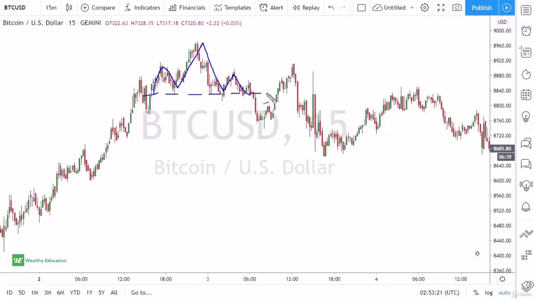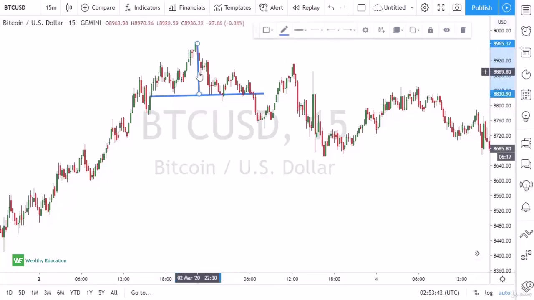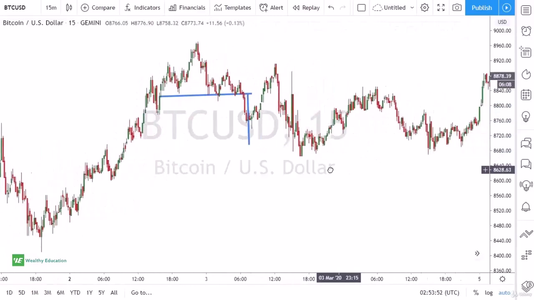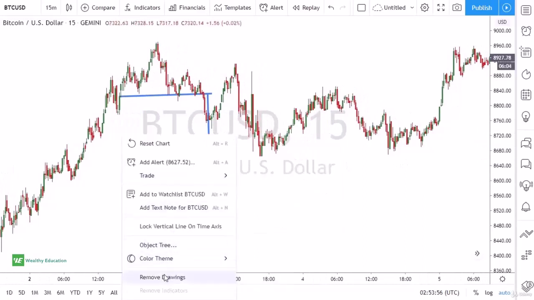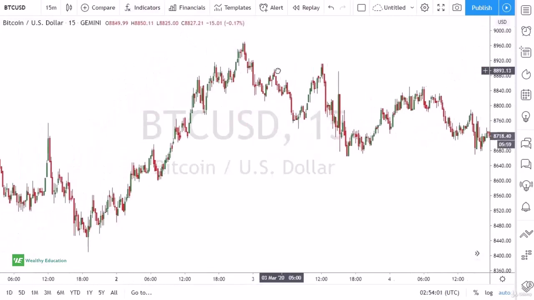And there's your neckline. So you can see that the pattern does play out, right? So here is your neckline, and here is the height of the head to neckline. And you'll notice that we clearly hit the target without too many issues, and in fact hit that area a couple of times. Not a huge surprise, because a lot of times these areas get visited more than once.